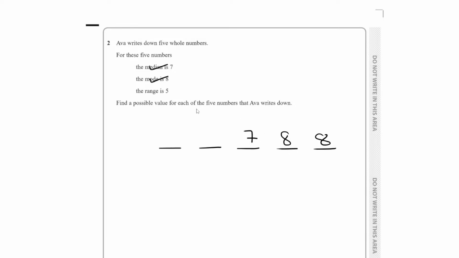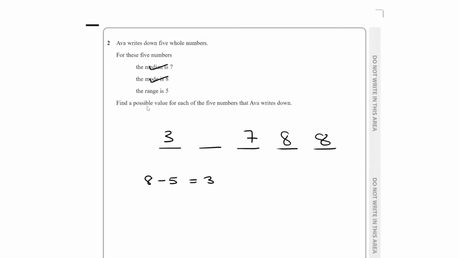Then they've said the range is 5. Because I now know that 8 is the biggest number, because the median was 7 and there are 2 8s, there's nothing bigger than that, is there? So then the range: if I take away 5 from 8, that would be 3, which is the smallest, so that would have to be 3.